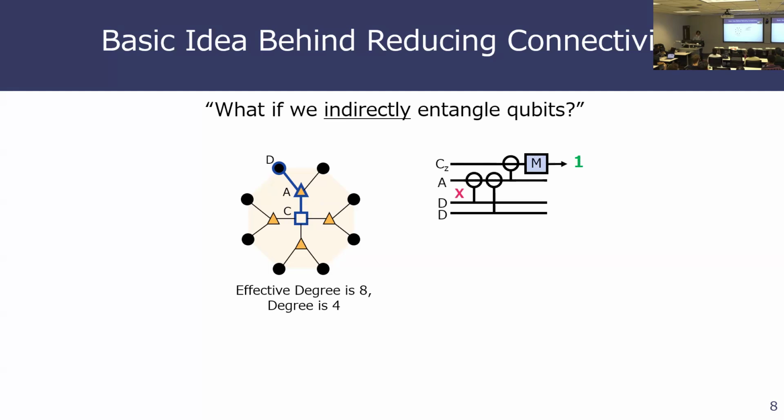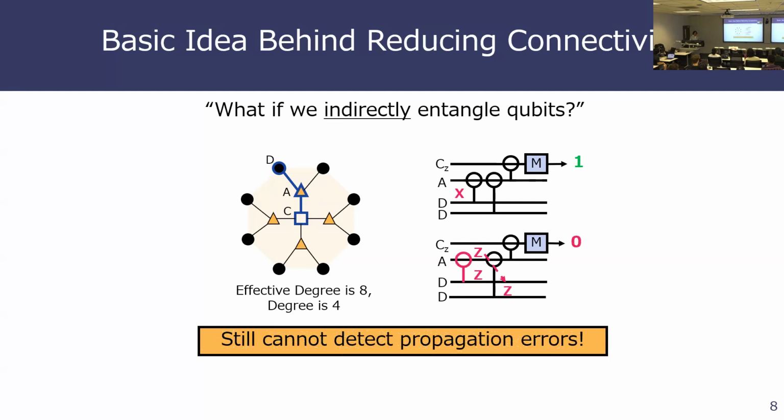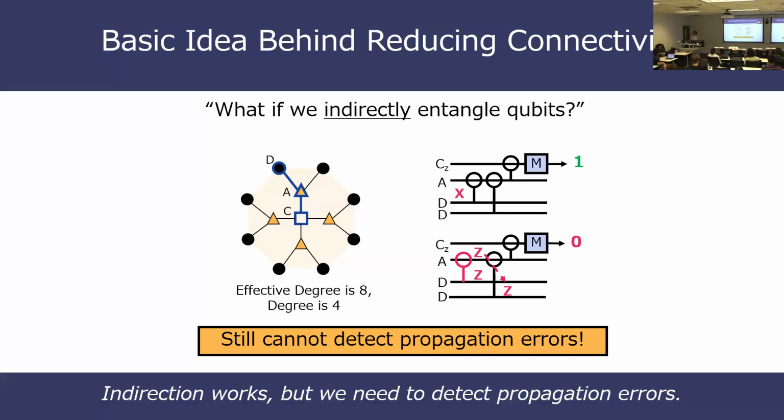If I have an X error, for example, on my data qubit, my Z check qubit will detect it. It will say, okay, you had an error. The issue is still propagation errors, though. If I have a propagation error anytime I'm doing a CNOT, it'll still propagate to my data qubit. My Z check qubit can't correct this because it can only detect X errors. It can't detect Z errors. So this is something I still need to deal with.